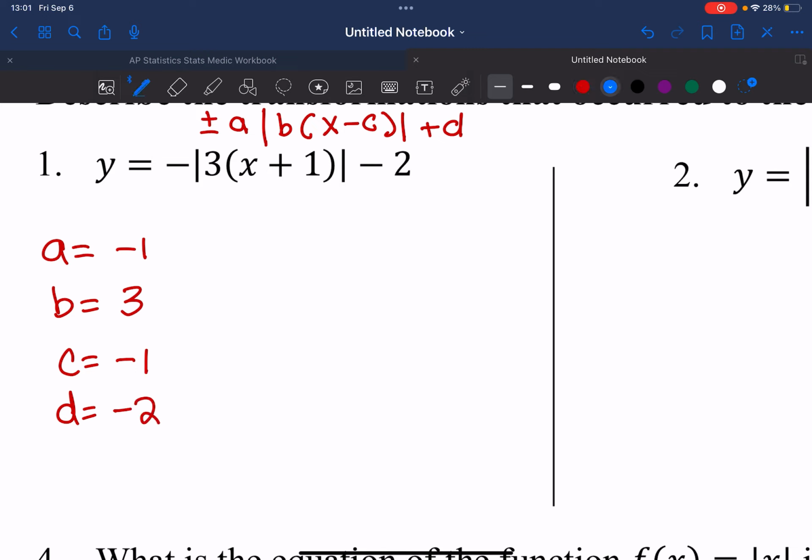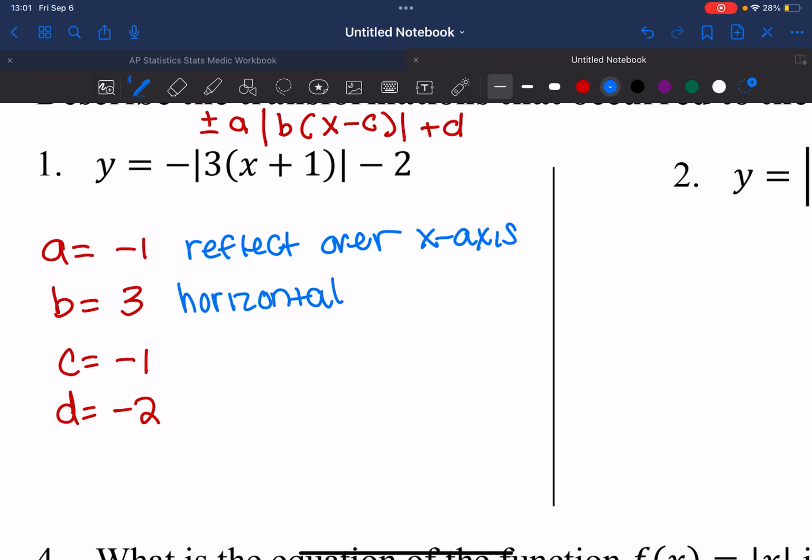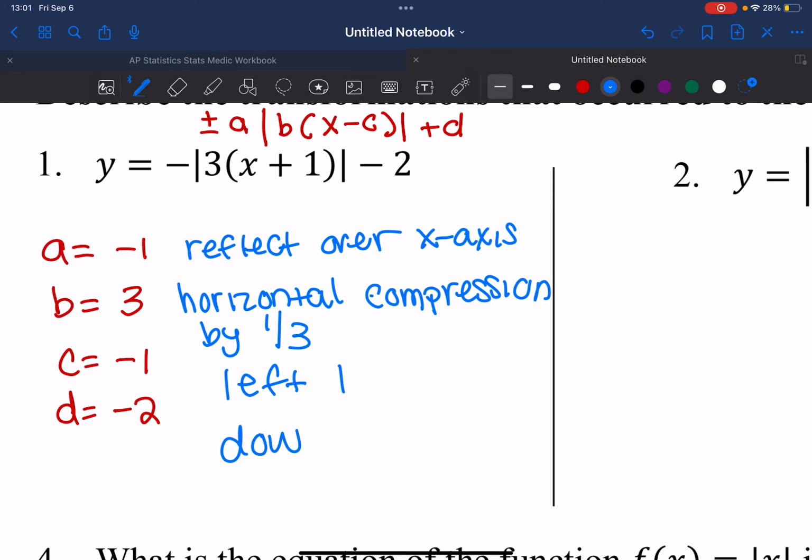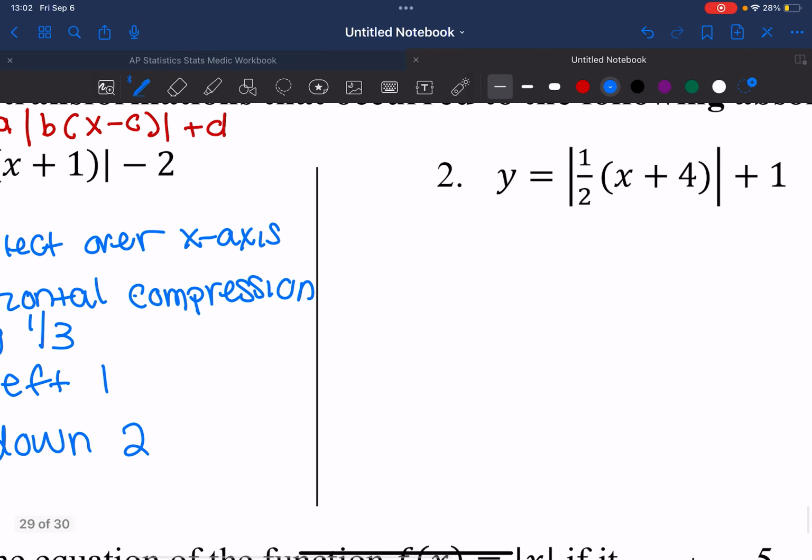Okay. So that A value of -1 is going to reflect over the x-axis. The 3 is going to be a horizontal compression by 1/3. Remember that 1 over B. Since we have a -1, we are going to go left 1. And since we have a -2, we're going to go down 2. Okay, so that's what we're doing for 1, 2, and 3. We're listing the transformations that are happening.